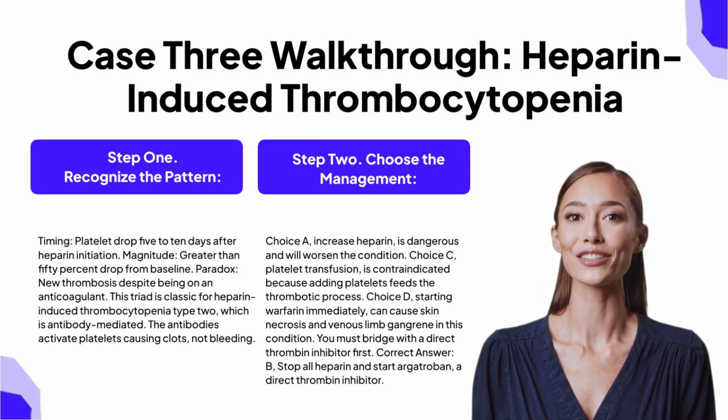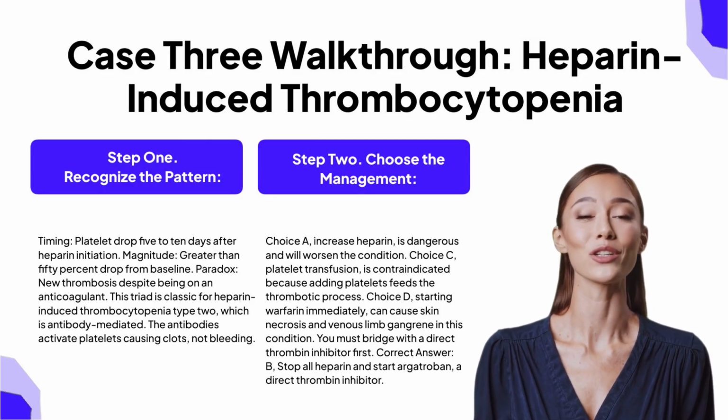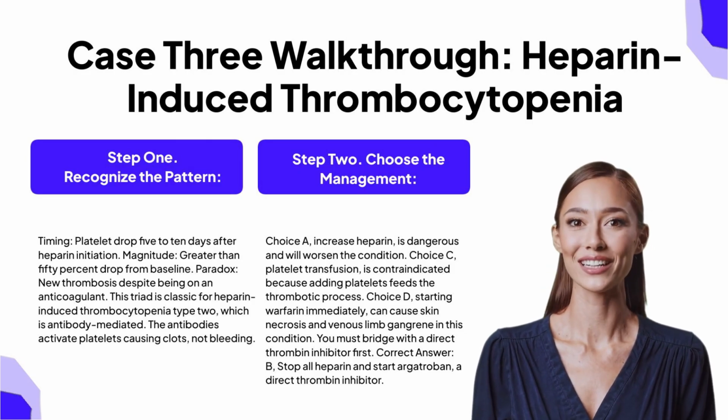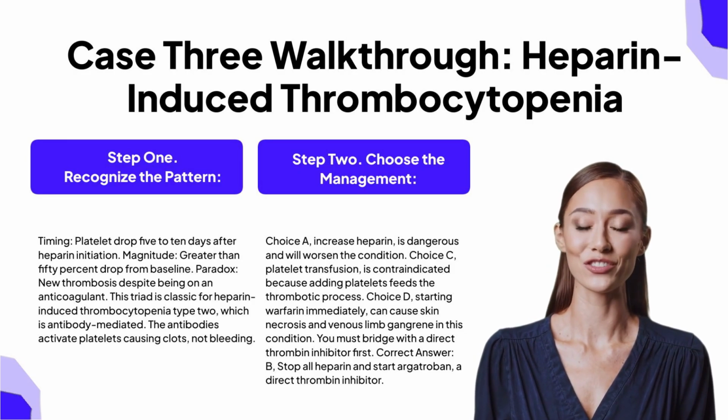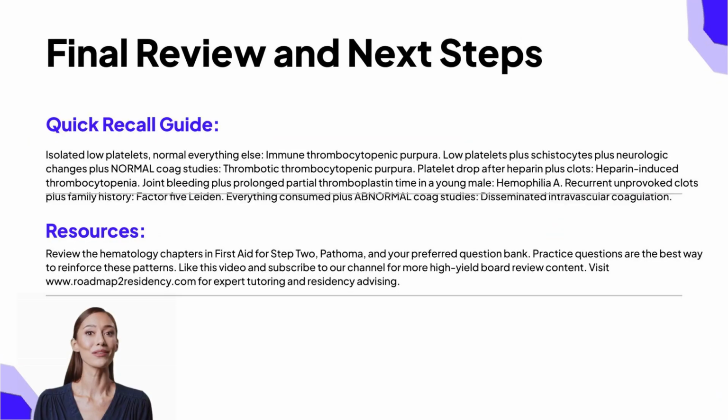The correct answer is B. Stop all forms of heparin, including flushes, and start a non-heparin anticoagulant. This management sequence is very commonly tested. Review the heparin-induced thrombocytopenia management algorithm in your board review resources. That wraps up our walkthrough of coagulation disorders for the Step 2 clinical knowledge exam.